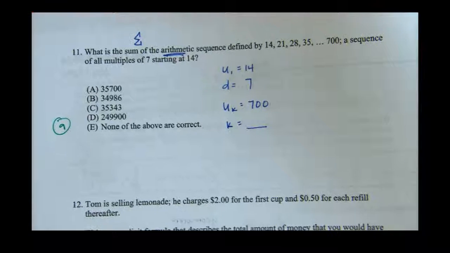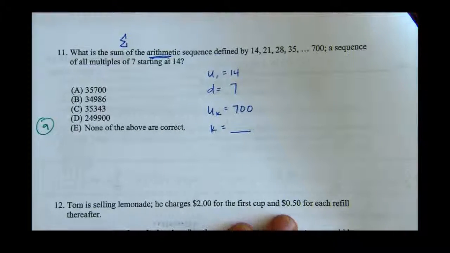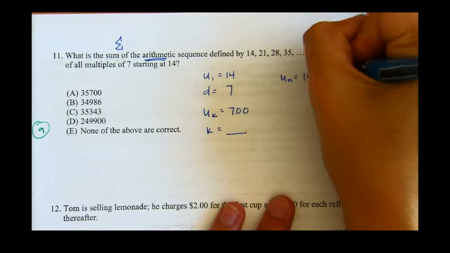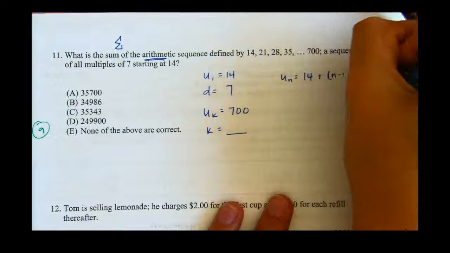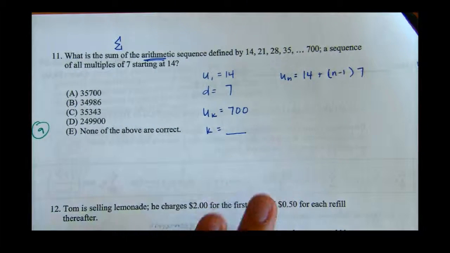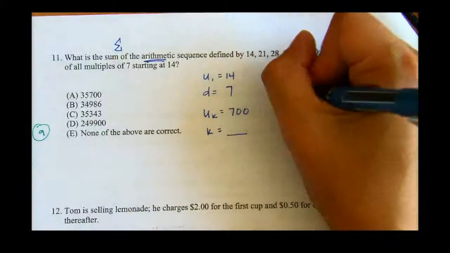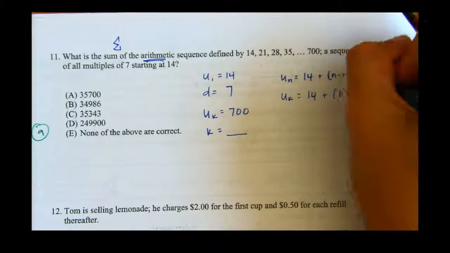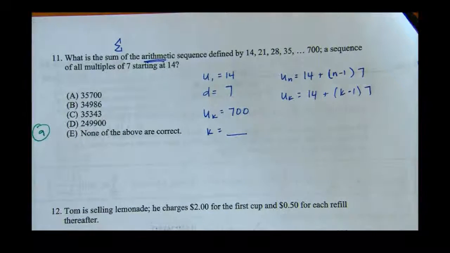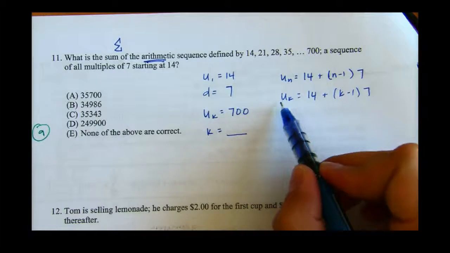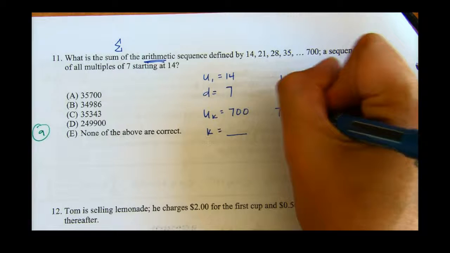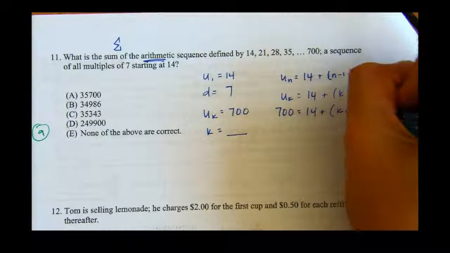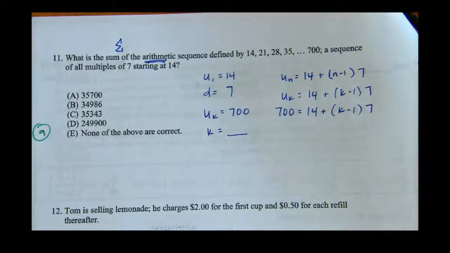In order to do that, I'm going to set up my explicit form of the equation. So u sub n equals 14 plus n minus 1 times 7. If I'm finding u sub k, equals 14 plus k minus 1 times 7. I can substitute in 700 for u sub k. So I get 700 equals 14 plus k minus 1 times 7.